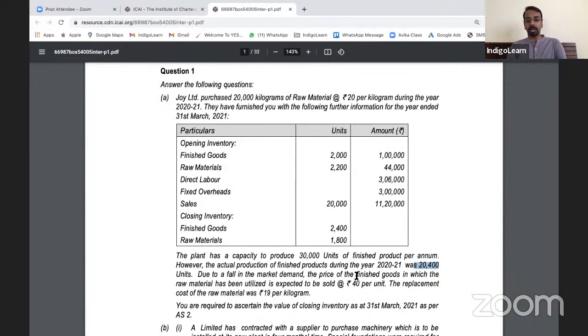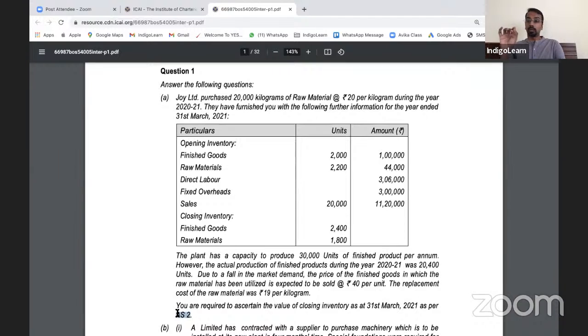Due to fall in market demand, the price of the finished goods in which the raw material has been utilized is expected to be sold at 40. Here, 20,000 units are being sold at 11,20,000. So that comes to about 55 or something. Whereas, because of the fall in market demand, now it will be sold only at 40, and the replacement cost of raw material was 19 per kilogram. When we purchased, it was 20 per kilogram. Now it is 19. You are required to ascertain the value of closing inventory as on 31st of March as per AS 2.